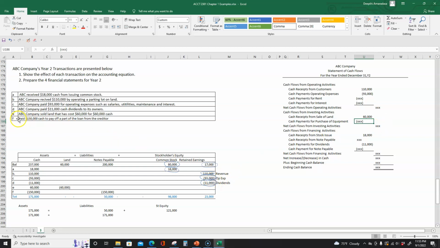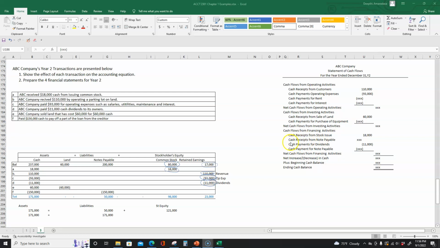Next, the last item says paid $150,000 cash to pay off a part of the loan from the creditor. Here under cash, we show a negative $150,000, so cash decreased by $150,000, and that was for a loan. So loans belong in which section? It belongs in the financing activities section. Anything to do with loans or stock belongs in the financing activities section.